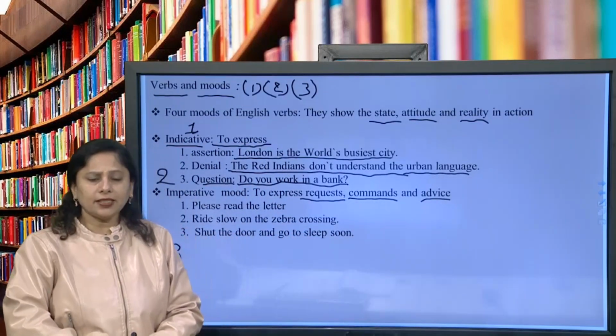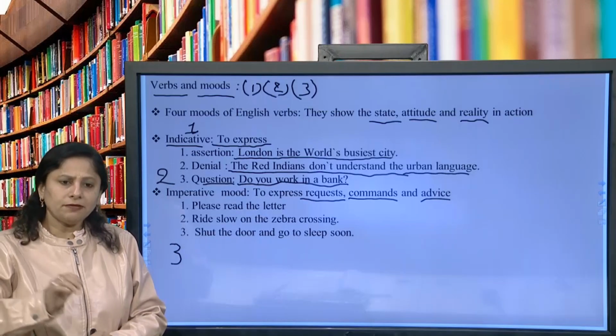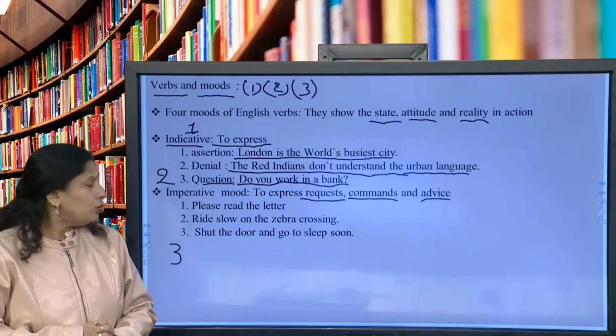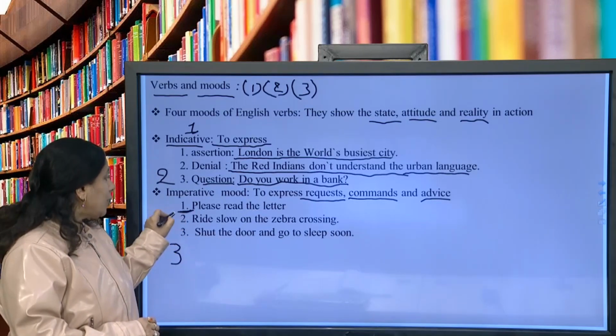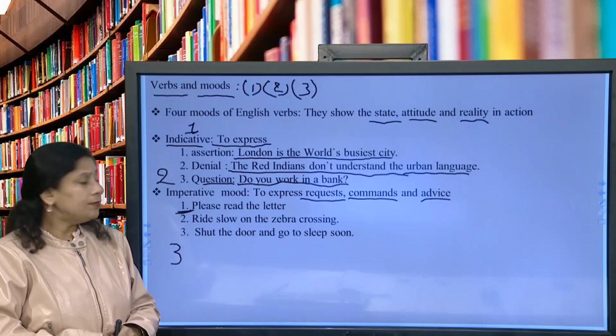Please read the letter. Please stop the button. Please switch on the fan. These are the sentences of imperative mood, where you won't find the subject in the beginning of the sentence. Ride slow on the zebra crossing.